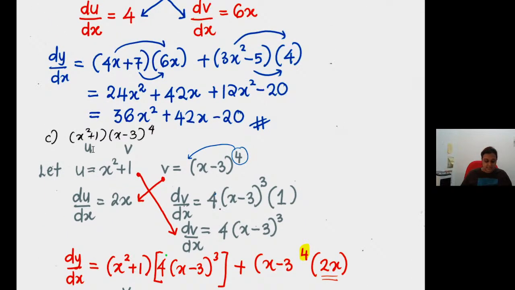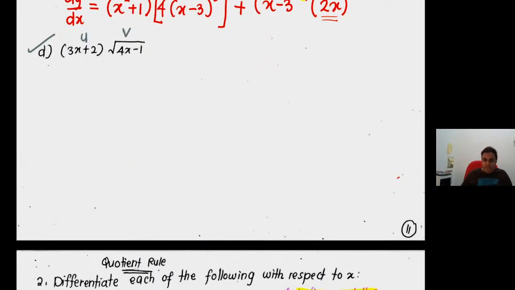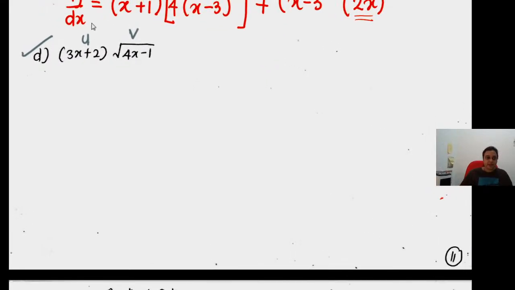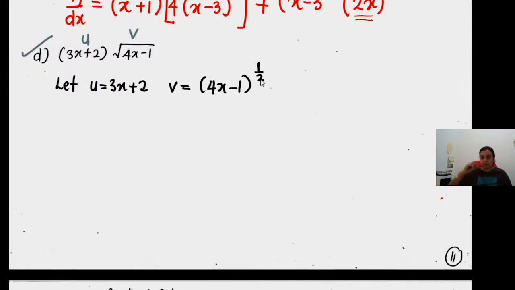Okay, let's start with D. First step, you identify which one will be the u, which one will be the v. So u will be 3x plus 2. v will be the square root. The teacher is going to change it to power 1 over 2. That is the best. Always change to power.